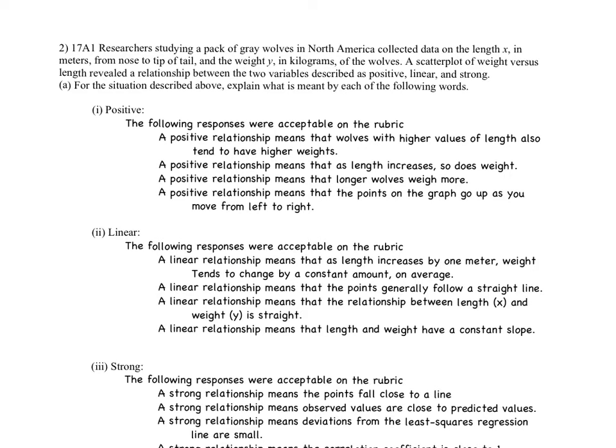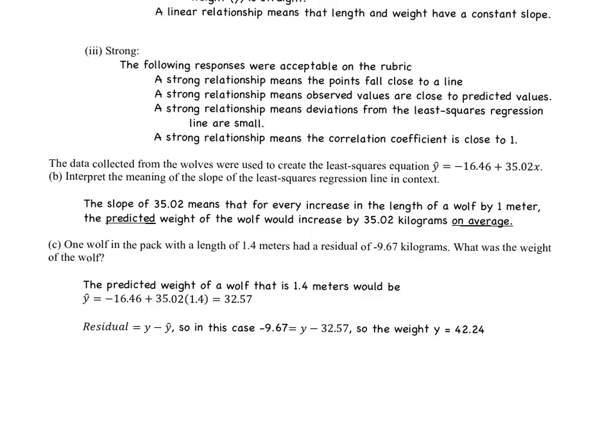Moving on to the second one. For linear, all of these would work. A linear relationship means that as length increases by 1 meter, weight tends to change by a constant amount. That's the key with that one, on average. You could say a linear relationship means the points generally follow a straight line. You could say a linear relationship means that the relationship between length and weight is straight. And you could have said a linear relationship means that length and weight have a constant slope. All of those worked for what it means to be linear.